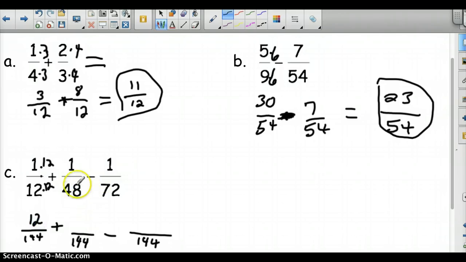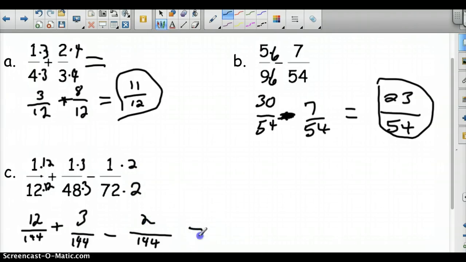Next one, how do I get 48 to be 144? Actually, it requires 3. So if 48 times 3 is 144, I will multiply times 3 on top as well. 1 times 3 is 3. And on the last one, to get 72 to be 144, you have to multiply by 2. 72 times 2 is 144. I'll do so on top as well. 1 times 2 is 2.